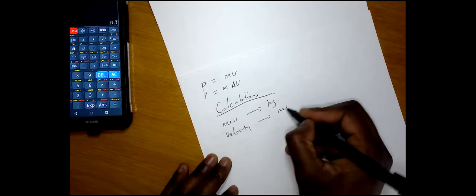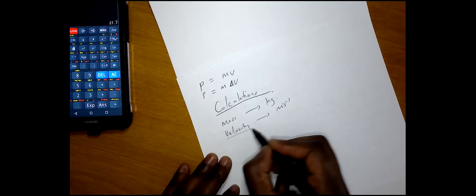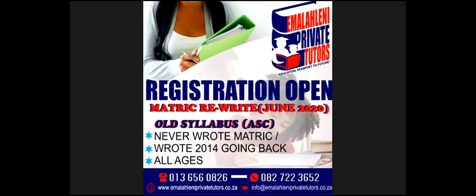So let's have an understanding here. What must you do when you're doing calculations? Remember, mass in kg, we did that. Velocity in meters per second. What else must you do? Remember, velocity is the one with direction.